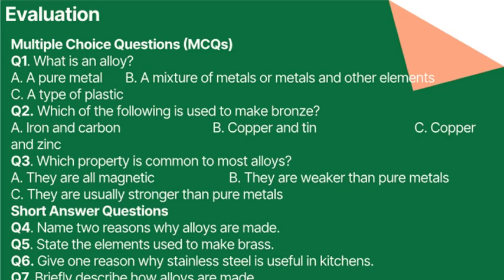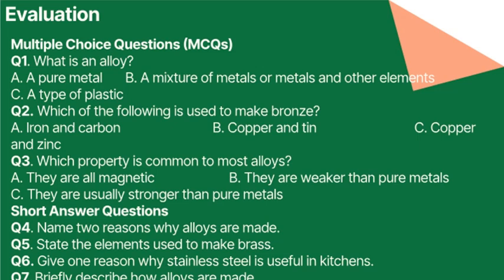Question 3. Which property is common to most alloys? Option A. They are all magnetic. Option B. They are weaker than pure metals. Option C. They are usually stronger than pure metals.